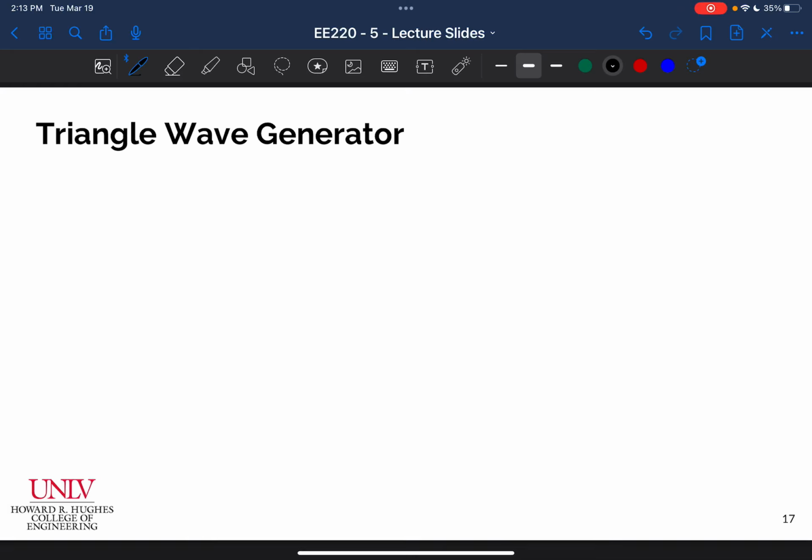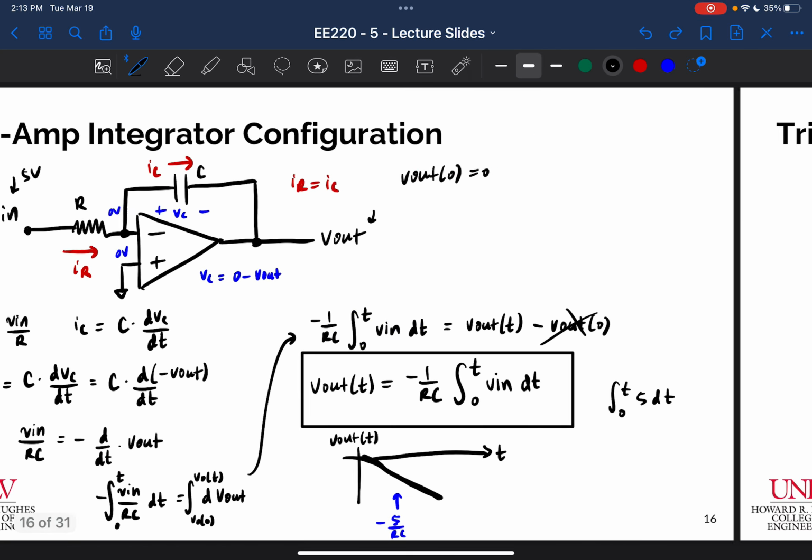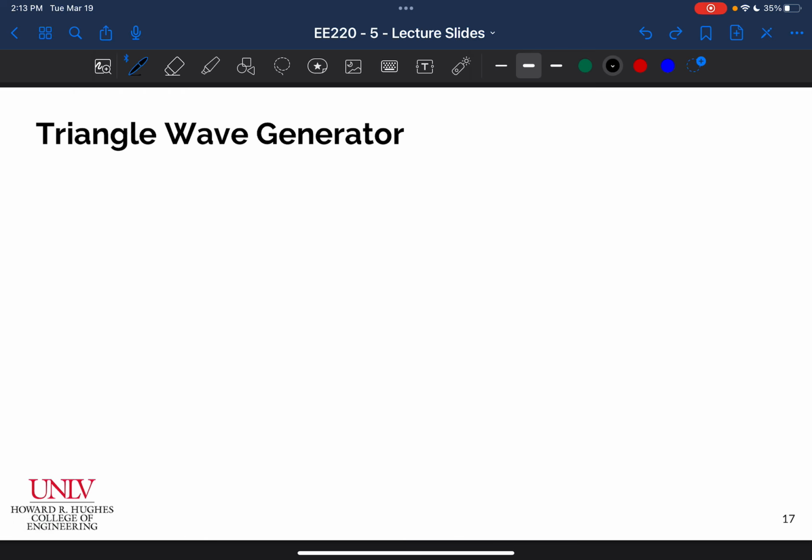All right, so I guess these are less example problems than they are just cool applications of the circuits that we're looking at. For the op amp summer, I formed it as a question to design a circuit that takes the average of 3 input voltages, but really just wanted to demonstrate that you could use these circuits to pull an average of 3 input signals.